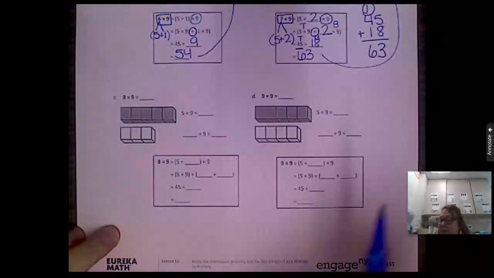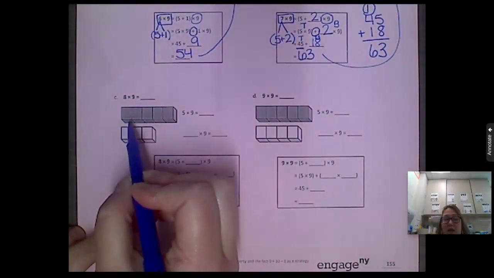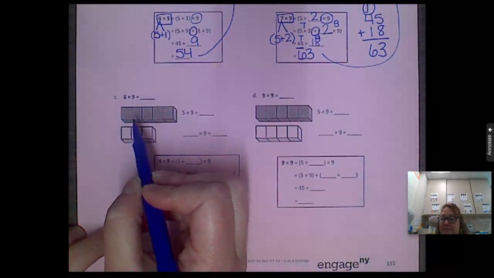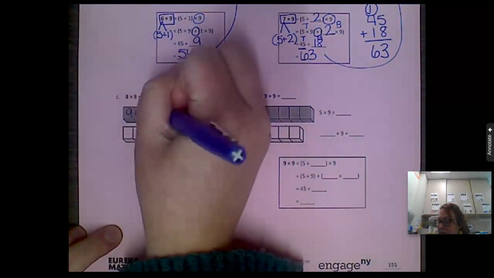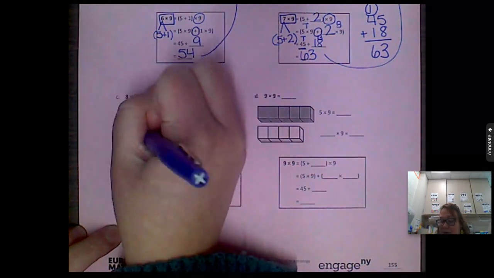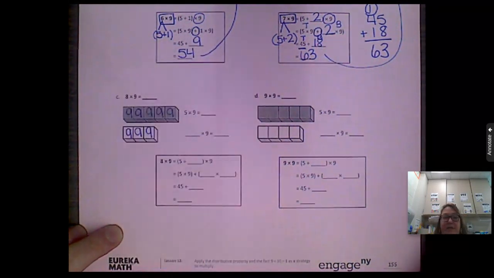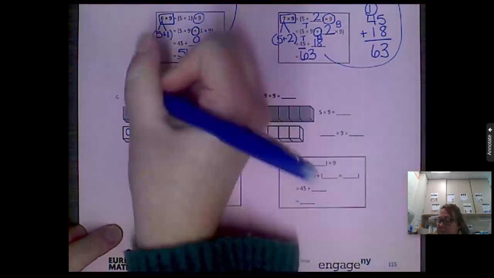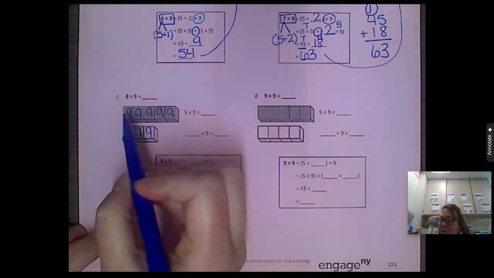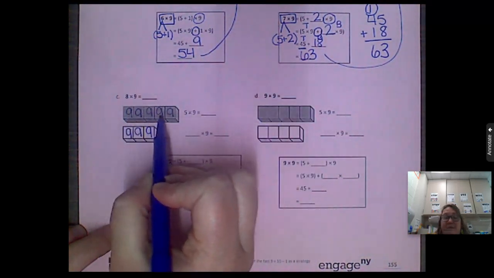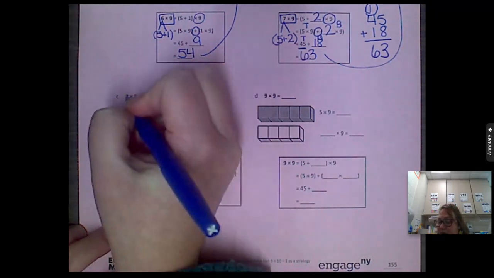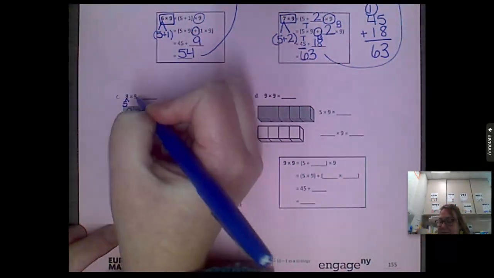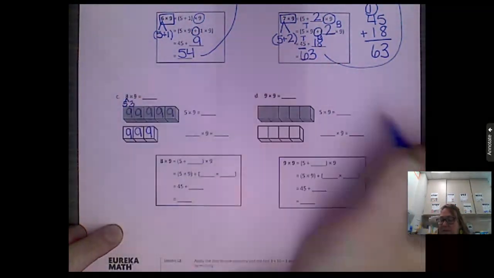So again, we know that each block represents how many? 9. So we'll stick 9 into each block. And if you're going over this with me, make sure that you filled in your blocks. 8 times 9 is what we're solving for, but if we look, we have 1, 2, 3, 4, 5 in that top row of blocks again, and 3 in the bottom. So we're breaking up that 8 into 5 groups of 9 and 3 groups of 9.